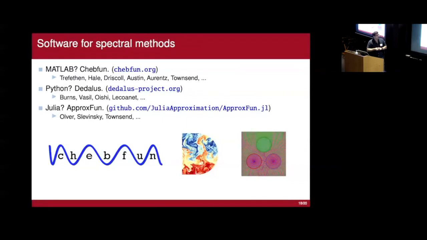There's lots of software that you should really try to check out if you're interested. Chebfun in MATLAB is just really a fun tool to play around with, and there are powerful analogs of it in both Python and Julia. The Dedalus project in particular really has taken spectral methods to the high performance computing world and to the astrophysical fluids world.